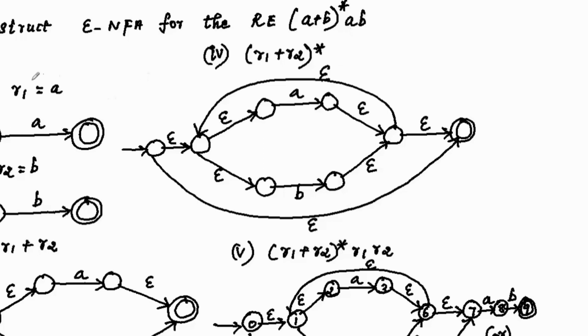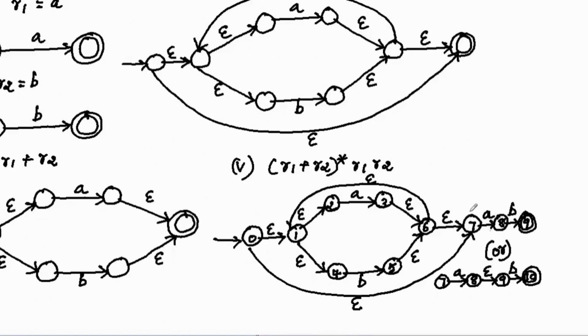A we already assigned to R1, B assigned to R2. Here you write R1, R2. So R1 plus R2 raised to the power star, R1, R2. Connect the accepting state of the closure operation to the start state of the symbol A. Then the state seeing a symbol B reaches the final state. This part matches the sequence A, B.